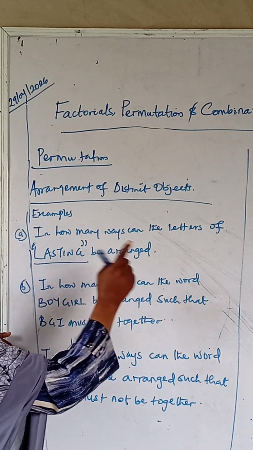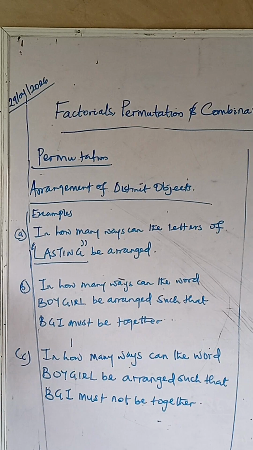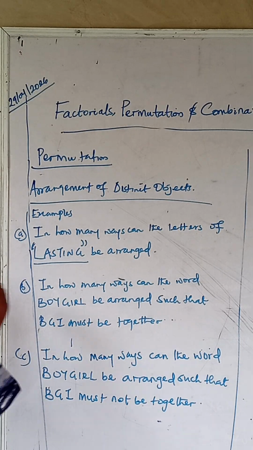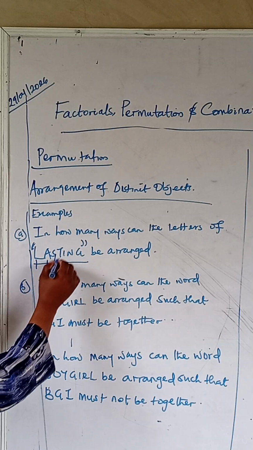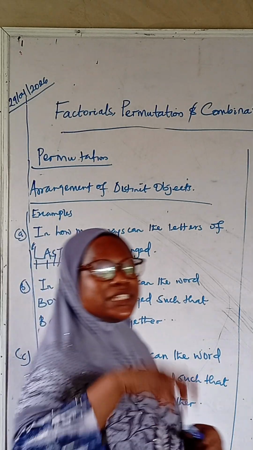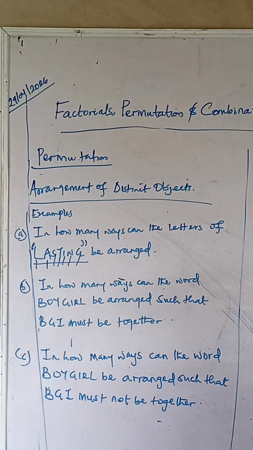In how many ways can the letters of LAST THING be arranged? They are asking us how many ways we can arrange LAST THING. So what do you do? How many letters do you have in this place? You have 7 letters. 1, 2, 3, 4, 5, 6, 7. So you are arranging 7 different letters.